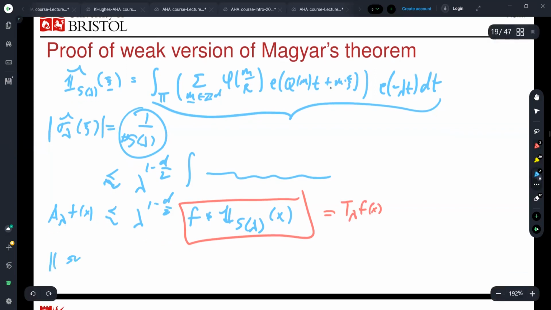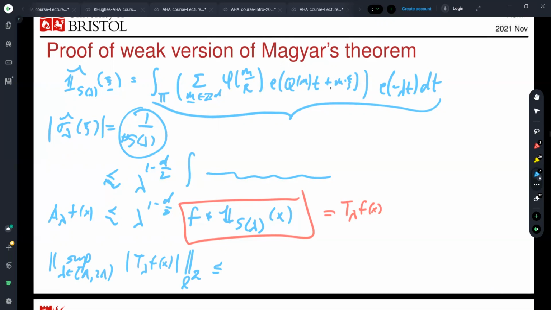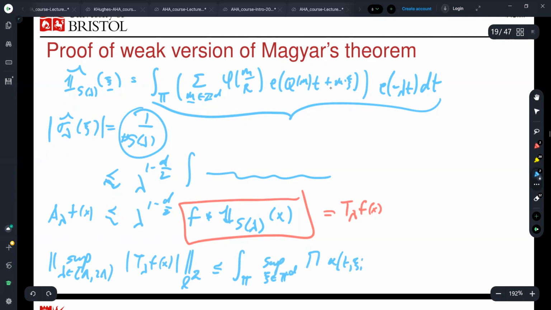And what do I do with that T of lambda? Well, I knew that the sup over lambda from big lambda to twice big lambda of T lambda f of x, in the L2 norm, was at most, how do we write it? We wrote it as the integral over t times the sup over c in T^d of this sum, which I'll use that notation from above. It's a product of alpha t c_i, i equals 1 to d, integrating with respect to t. And then of course I have everything times the L2 norm of f.